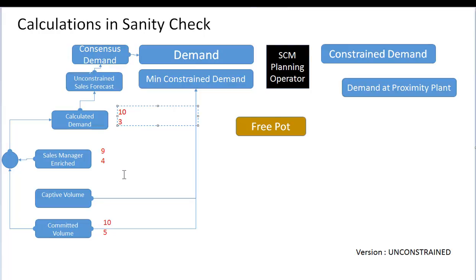Also, some captive volume will be involved. At the end, the system will have the consensus demand of 10, 3, 6, and 4.